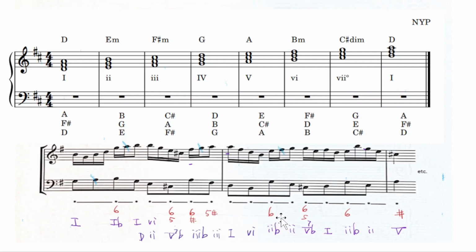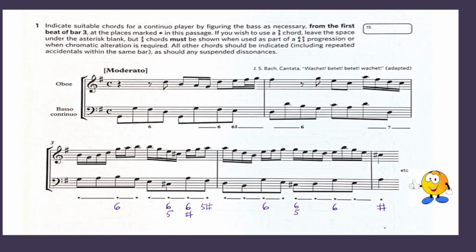IIb, we write a 6. V7b, we need a 6, 5. IIb, need a 6. And finally, root position, but since there is a C sharp, we need to add a sharp sign here. Because all the C sharp is added in, it is not from the key signature. All right, so now what we should do at the end is to check the accidentals again and erase all the draft. Keep the paper neat and tidy. And now it looks good and we are done.